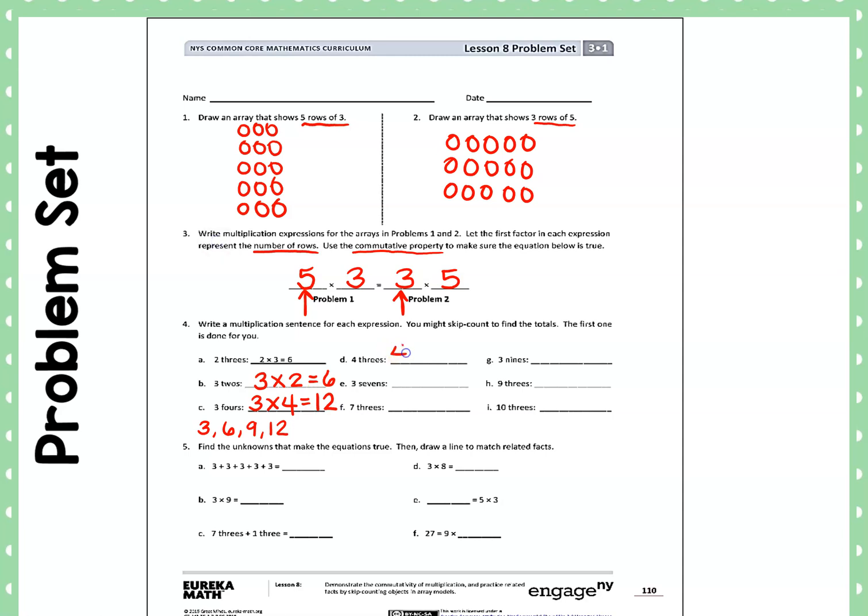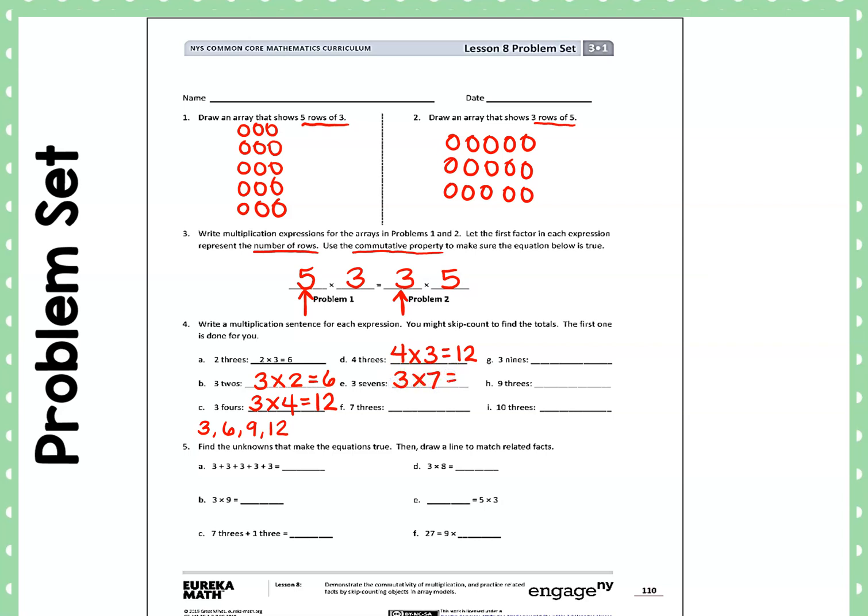Well, that's the same as saying 4 times 3. Do I need to do another skip count? Nope, because if 3 times 4 equals 12, then 4 times 3 also has to equal 12. Okay, next one, 3 7s. Okay, so that's the same as saying 3 times 7.